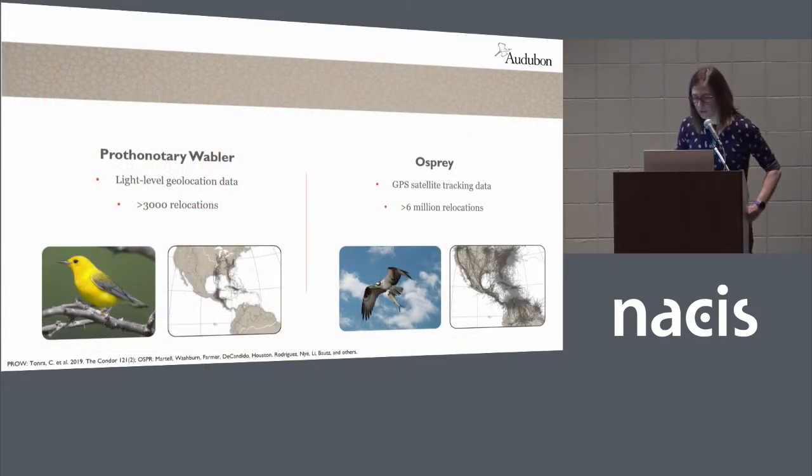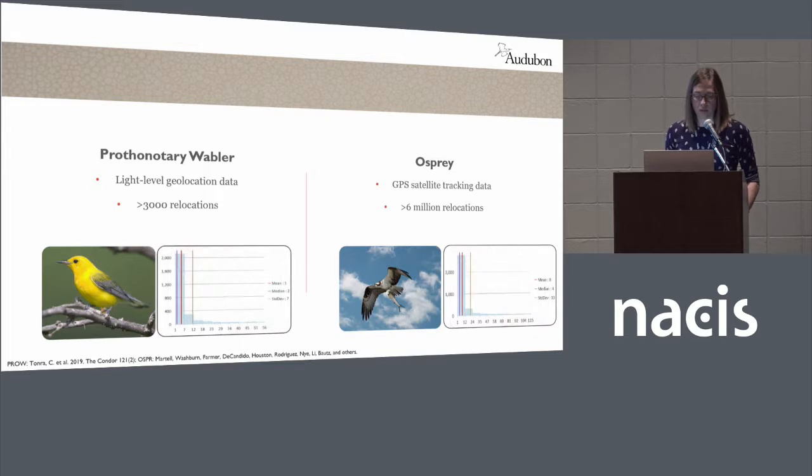So today I'm going to use two data sets to illustrate this. The prothonotary warbler, this is a light level geolocation data set with about 3,000 relocations. And the osprey, which is a GPS satellite tracking data set with over 6 million locations gathered over 20 years. And so you'll notice that these two different size data sets have a very similar distribution, and this is common in the wildlife data I work with, where there's a high frequency of individual sightings or small groups and a low frequency of large groups.